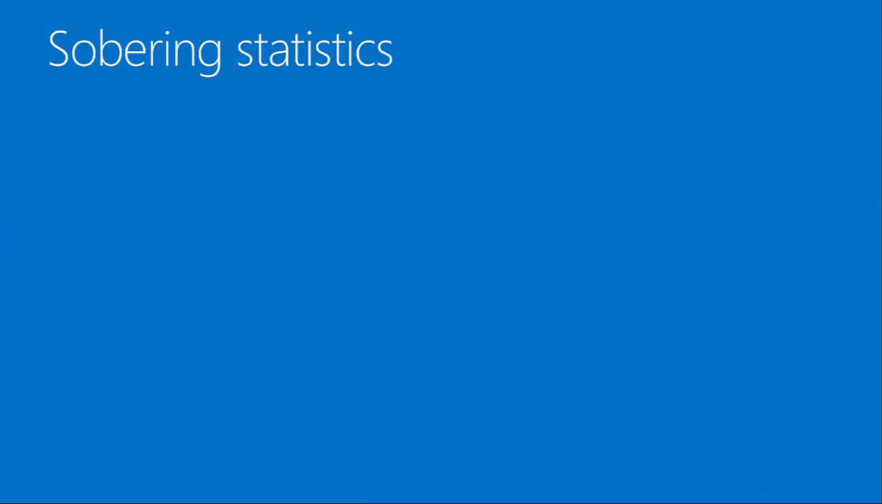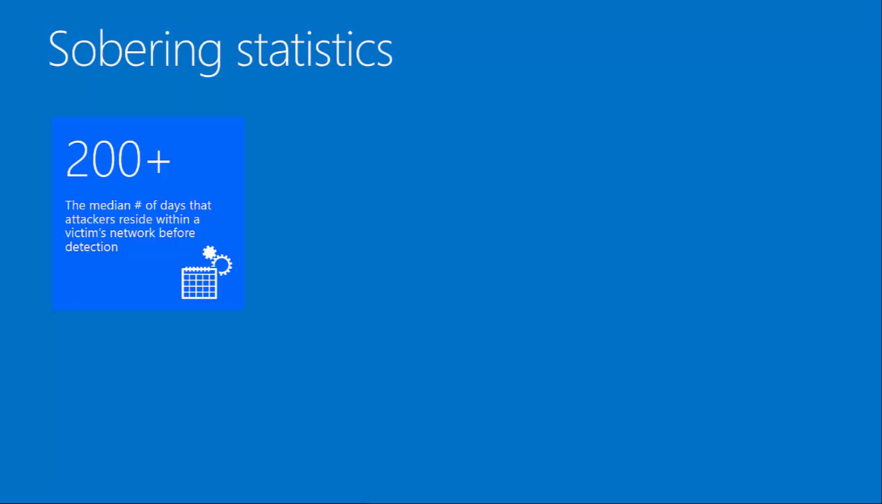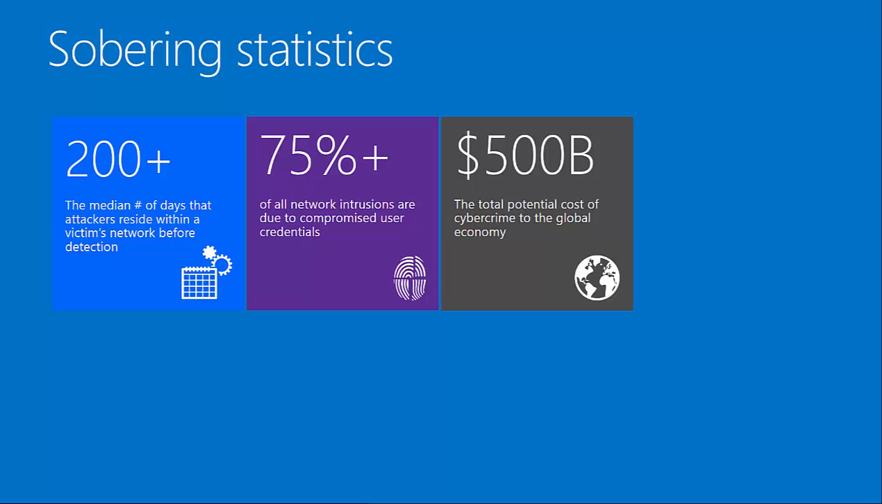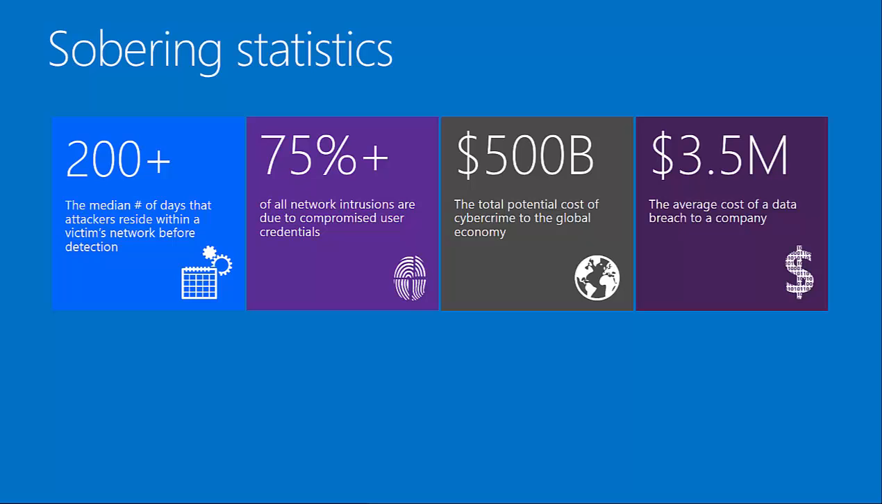We should be able to prevent this, since on average an attacker occupies a network for 200 days before launching an attack, 75% of the time with stolen credentials. Worldwide, this is $500 billion of loss, with a typical company facing $3.5 million personally. So what can we do to protect our network?